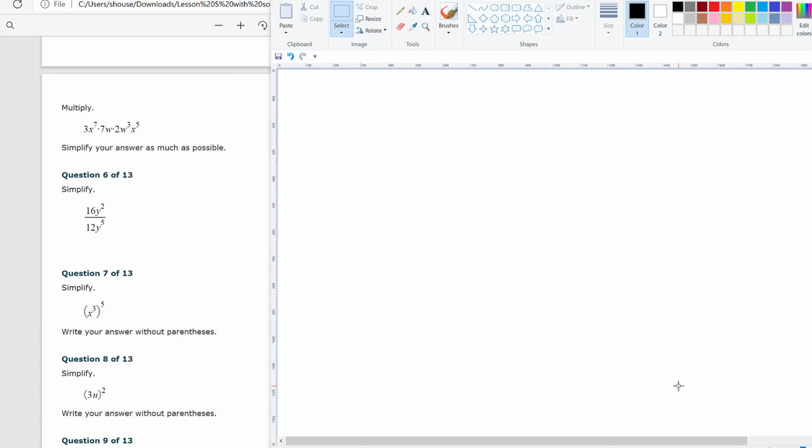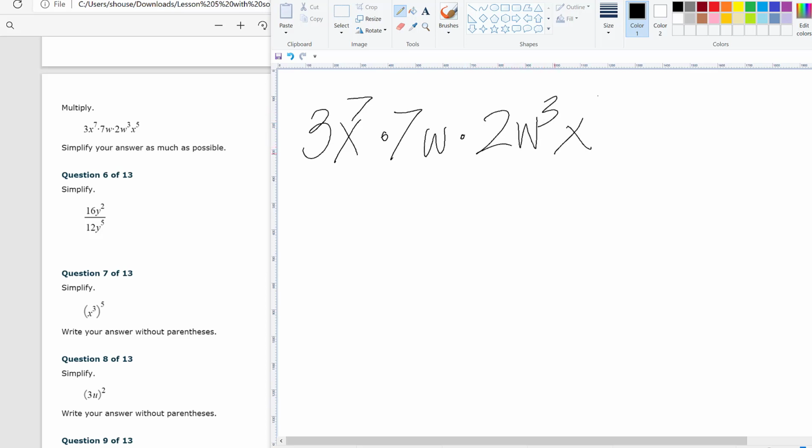Number 5, they give us several factors to be multiplied. So I've got 3x to the 7th times 7w times 2w to the 3rd, x to the 5th. So let's just start with the numbers. 3 times 7 times 2.